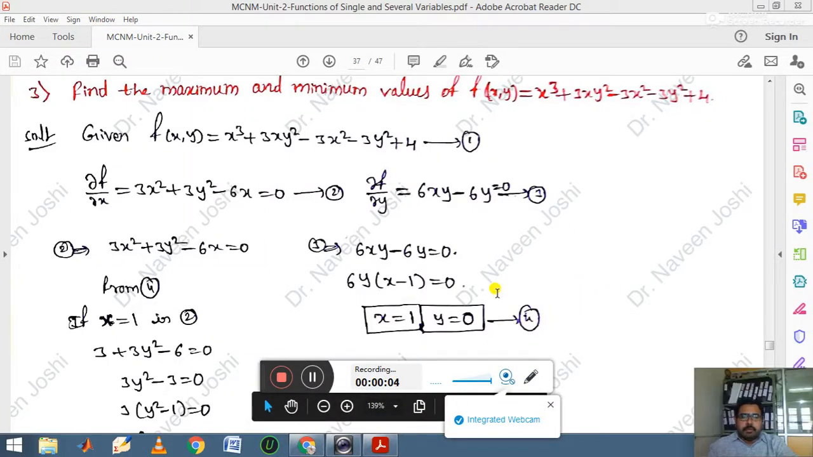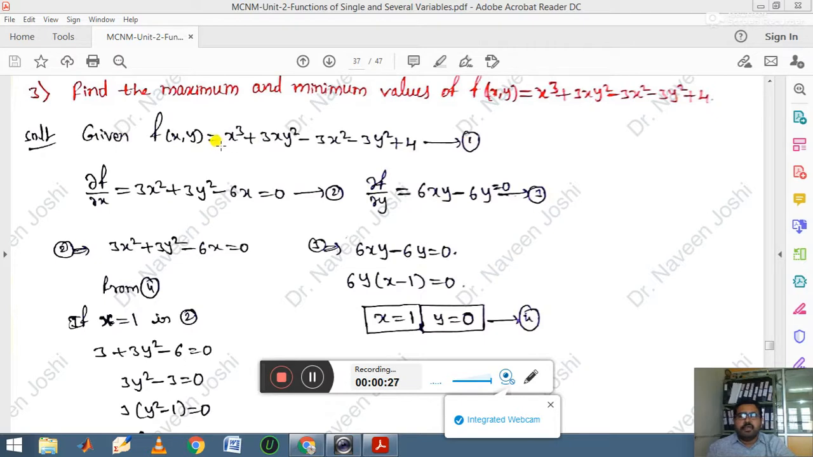Yes, welcome back. One more problem related to maxima and minima. See here, find the maximum and minimum values of f of x comma y equals x cube plus 3xy square minus 3x square minus 3y square plus 4. The given function, you take it as equation 1.